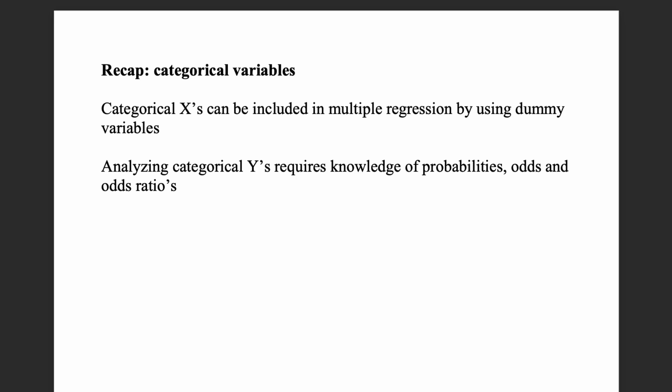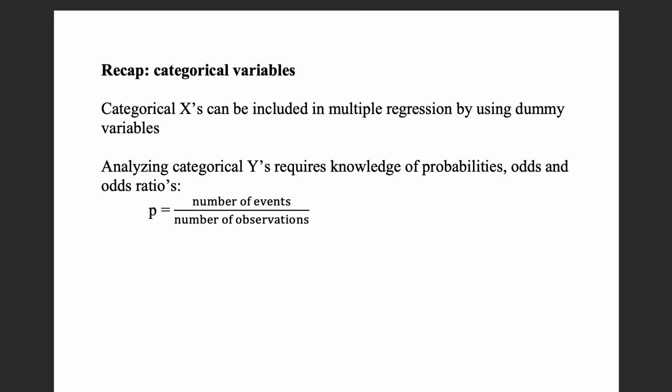We have also started with considering, well, okay, that's for X variables. What about if my Y variable is categorical? So if my dependent variable is a categorical variable. And I already told you that yes, we can actually do that. But we are going to have to take that step by step. So first we have to be very much aware of some of the basics. So we have to understand really well what probabilities, odds and odds ratios are.